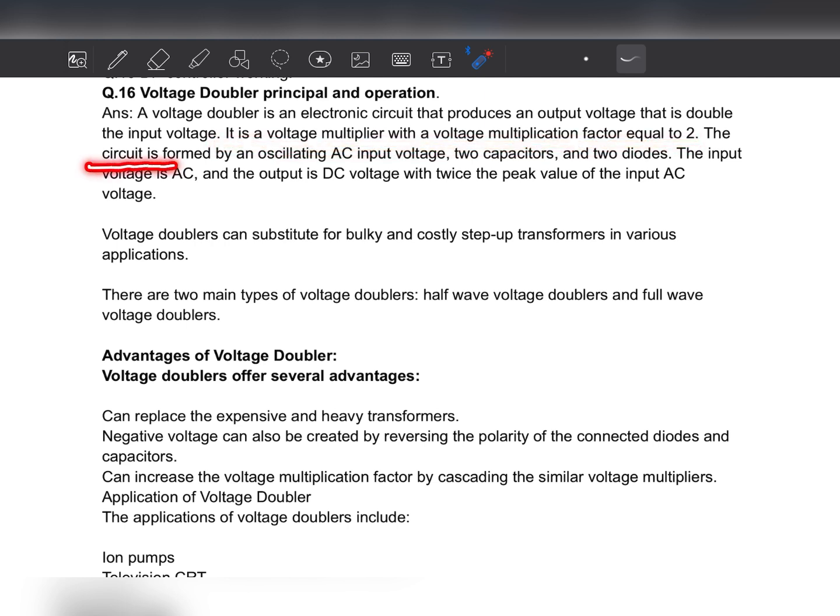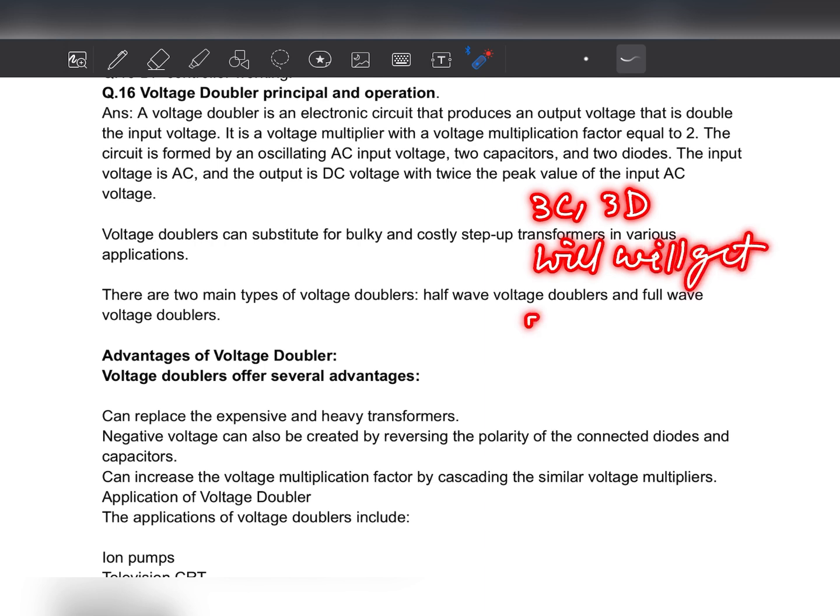The circuit is formed by an oscillating AC input voltage. Here at the input we take the AC input, and with the help of 2 capacitors and 2 diodes, we multiply the voltage by 2. By increasing from 2 capacitors and 2 diodes to 3 capacitors and 3 diodes, we will get 3 times the input voltage.